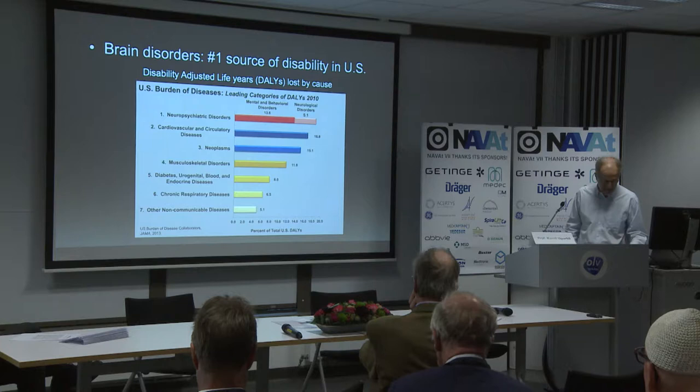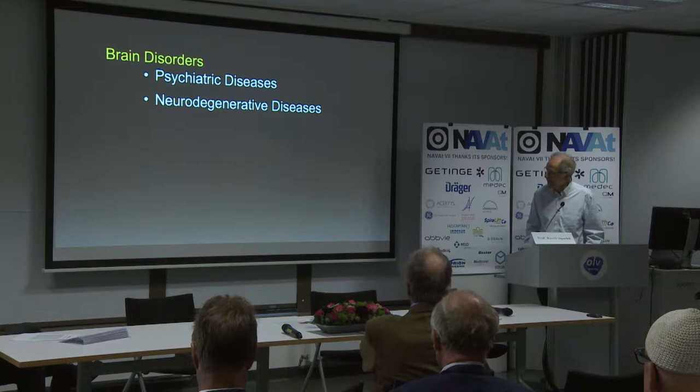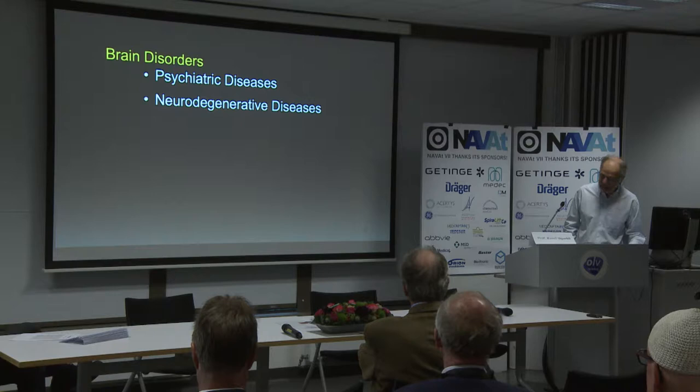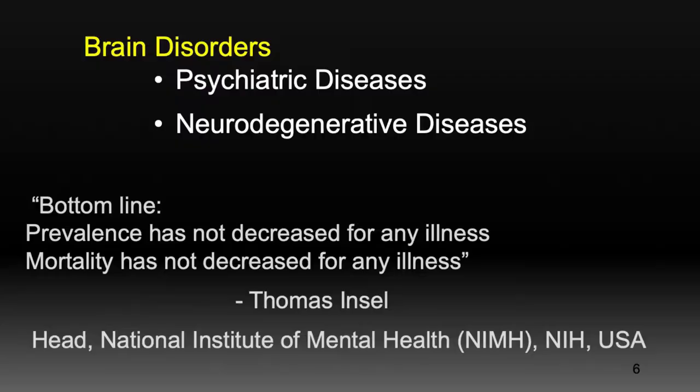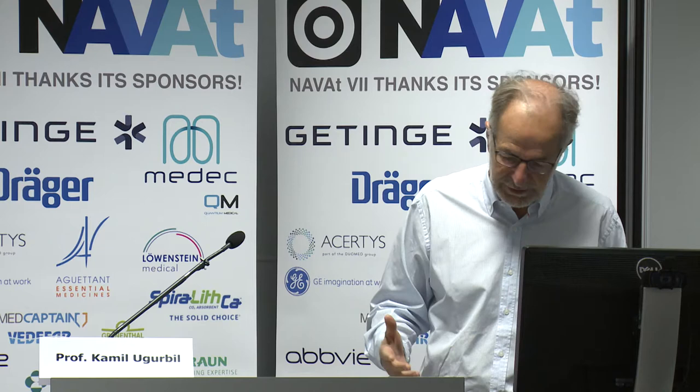And in the words of Tom Insel, of NIH's National Institute of Mental Health, who now is retired from NIH, with respect to psychiatric diseases and neurodegenerative diseases, he said, bottom line is prevalence has not decreased for any illness and mortality has not decreased for any illness. So there's quite a bit of urgency about this problem.